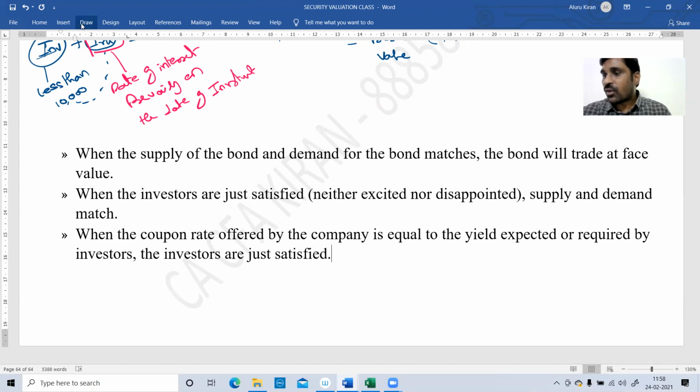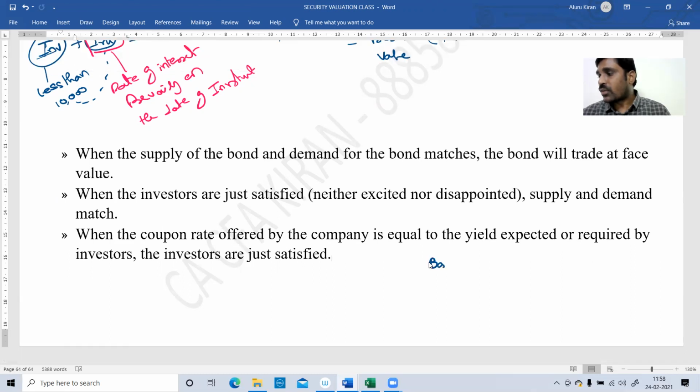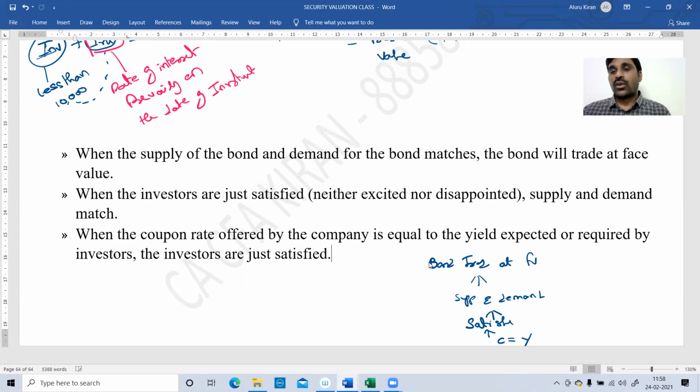So look at this concept. The bond trades at face value. When this happens, supply and demand match. When supply and demand match, investors are satisfied. That means coupon is equal to yield.